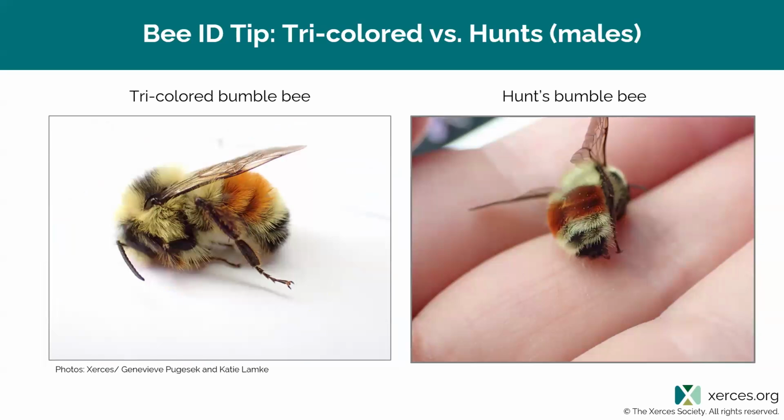For the males, something to look out for is what is going on with T5. So the tricolored bumblebee males will have yellow hairs on T4, and then sometimes they'll have some yellow hairs on T5. It just depends on the individual, but oftentimes they'll have black hairs on T5. Hunt's bumblebee males will generally have yellow hairs on T4 and T5. So not something that you can use to totally identify these two species, but just a tip when you're taking those first steps at differentiating between tricolored bumblebee males and Hunt's bumblebee males.